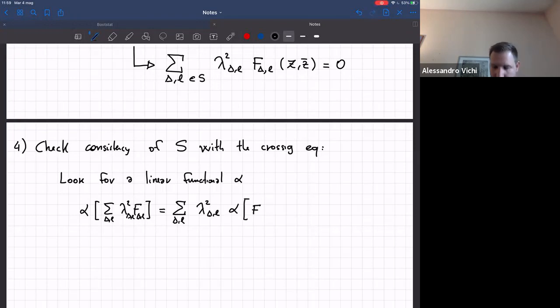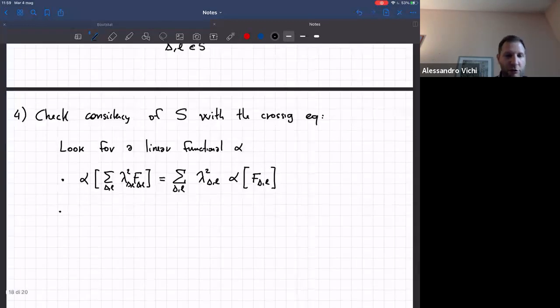And recently there has been a lot of activity in understanding when this is true and when this is not true. But for the choice of linear functional that we will make, this will be. So it has to have this property. And then, okay, this is very easy to achieve.